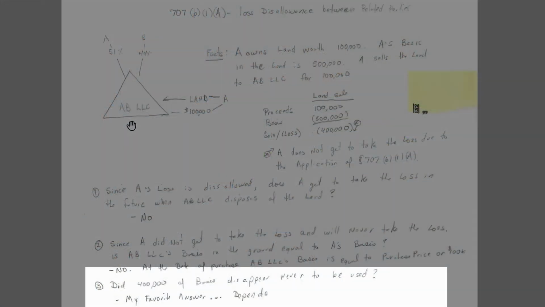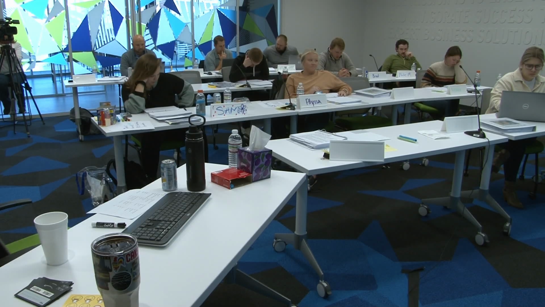Because this is slightly mind bending. It's not hard, but it's slightly mind bending, or it was the first time I encountered it. So did 400,000 of basis disappear never to be used? It depends. Okay. Who do you want to call in?